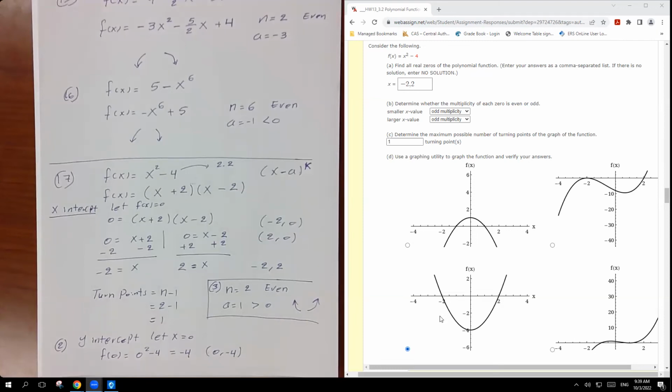I just wanted to check the y-intercept. So you see, we did exactly the same steps: finding the x-intercept, the y-intercept, and the end behavior, and you can locate which one is the right graph.